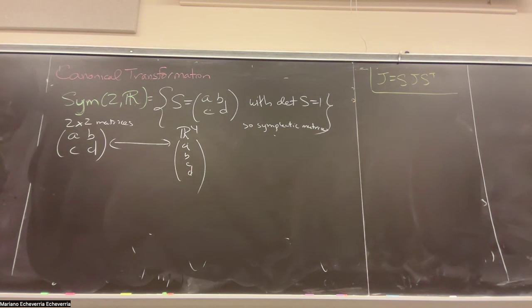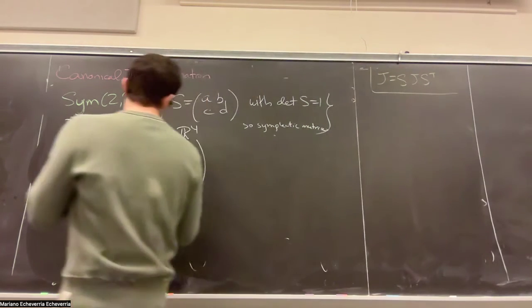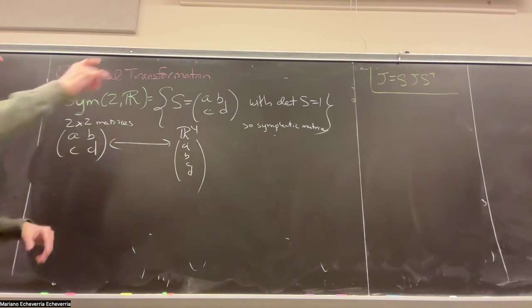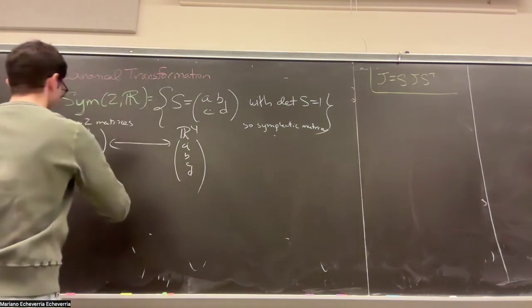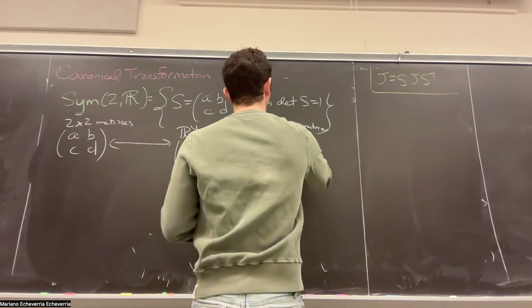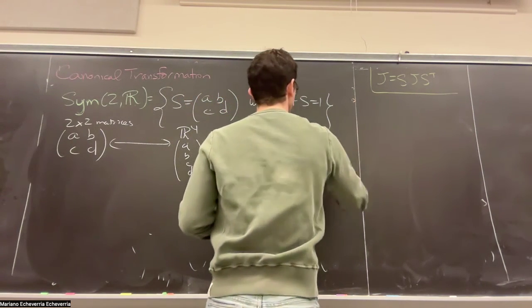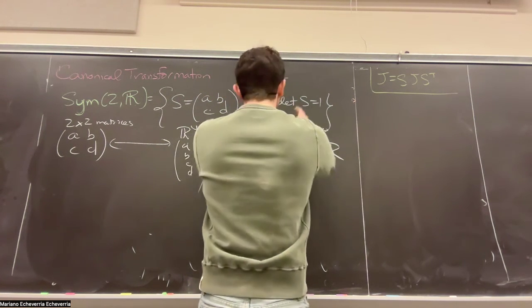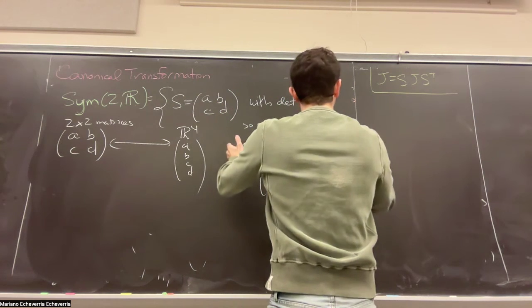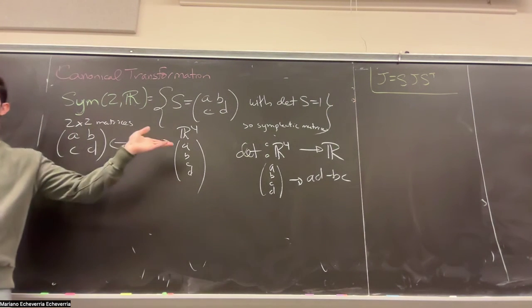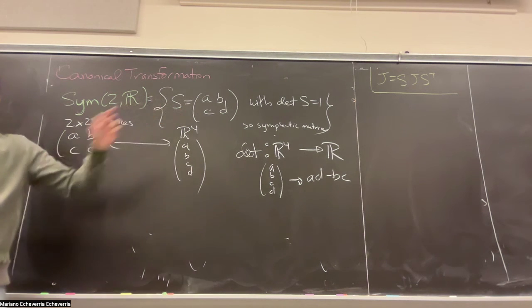It's just easier to think about it from R4 to describe the geometry. On R4, you can define the determinant function, which goes from R4 into R. It's real valued. You just take the vector A, B, C, D to the determinant, AD minus BC. And the symplectic matrices are the level set of the determinant function equal to 1.